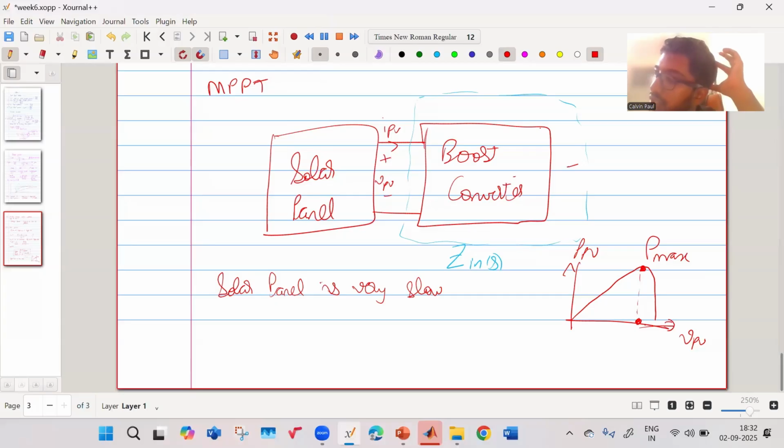But your boost converter will be operating at a switching frequency, let us say 100 kilohertz. So this time period is how much? 100 kilohertz is 10 microsecond, right? So your boost converter is operating very fast as compared to your solar panel. So for MPPT application, it is sufficient to just match the DC gain.